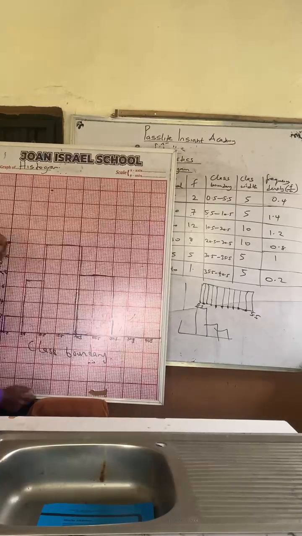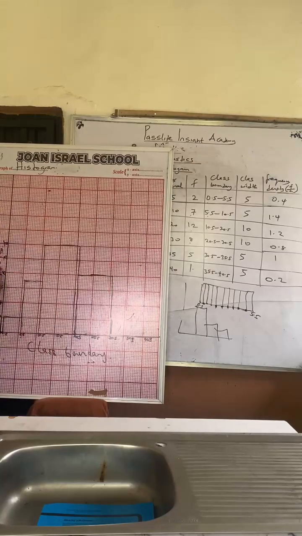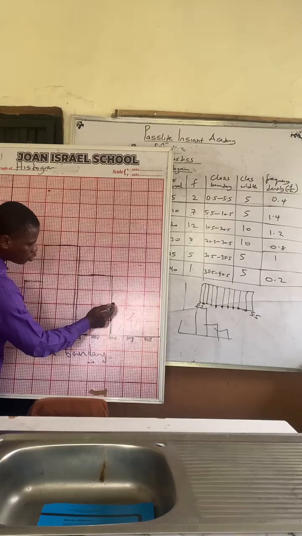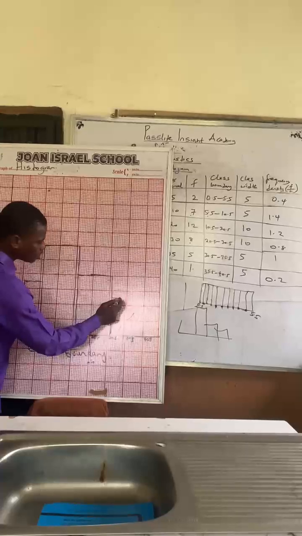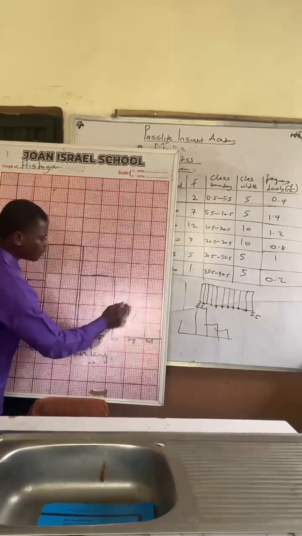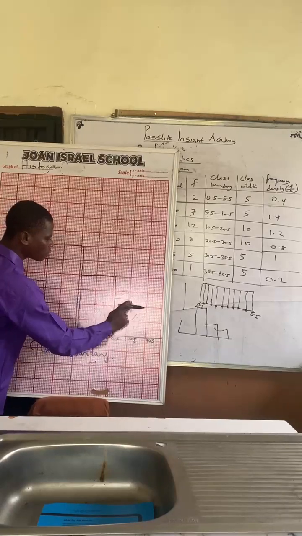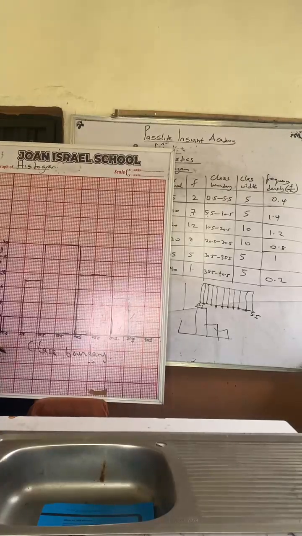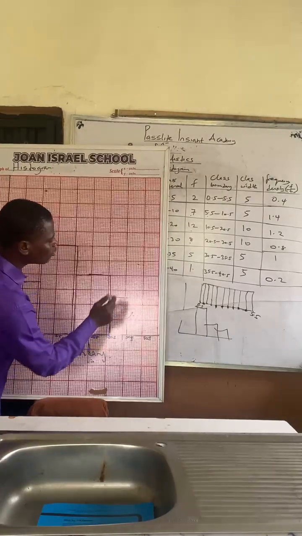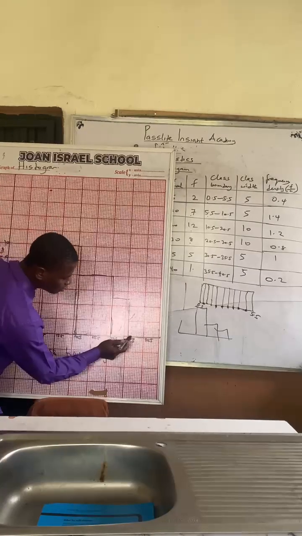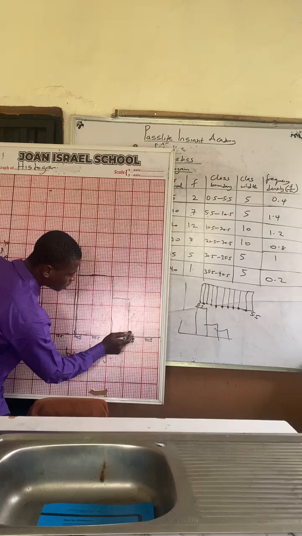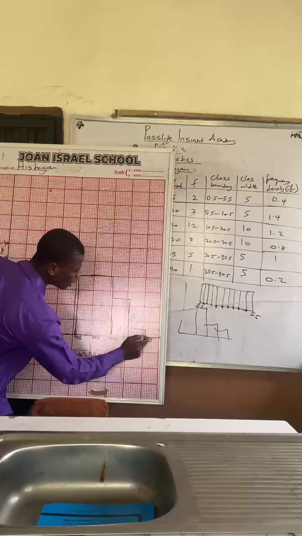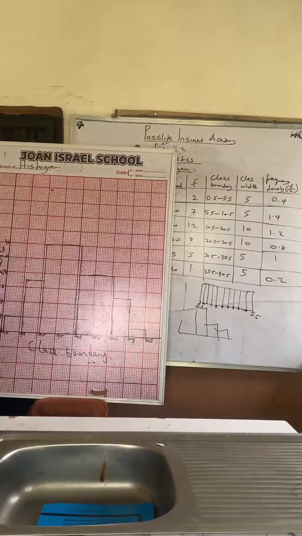So you are done. So the last one, 30.5 to 35.5. That one is 5. So you count 1, 2, 3, 4, 5. So this is it here. To 35.5. So that is to that. And lastly, 35.5 to 40.5, that is 1. So in between 1 and 2, so let's count 5. 1, 2, 3, 4, 5. So this is 1. So you are done. So this is how to draw the graph of histogram.